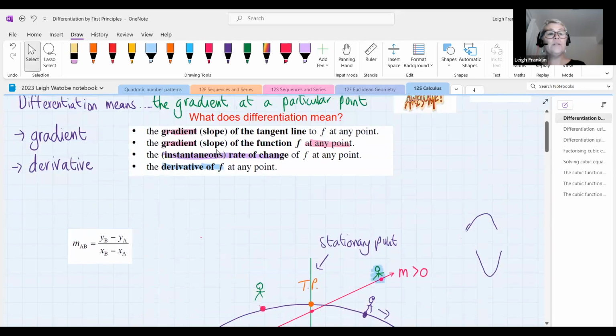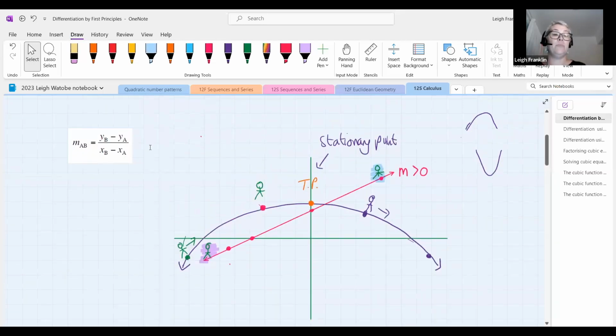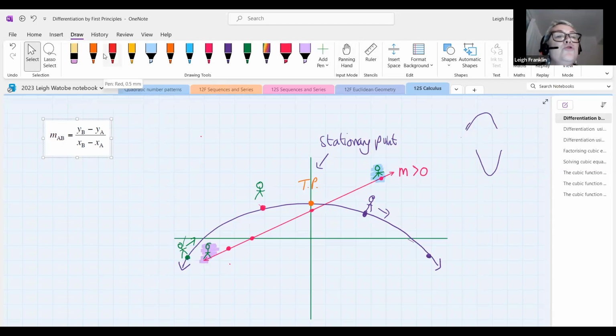What differentiation does is it allows us to work out what the gradient is at a particular point, and this is how it does it. So let's first talk about traditional methods, and then we'll talk about why we use the formula that we do. Let's pretend that I want to join together 2 points on a function.